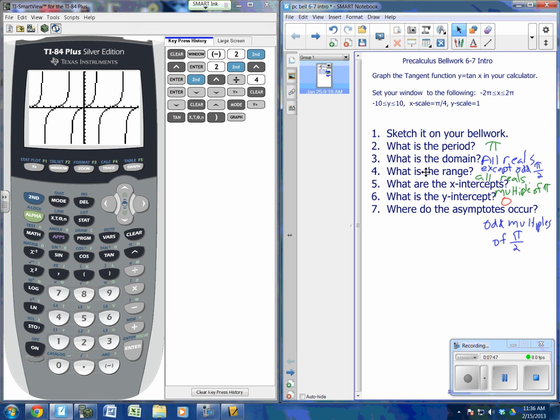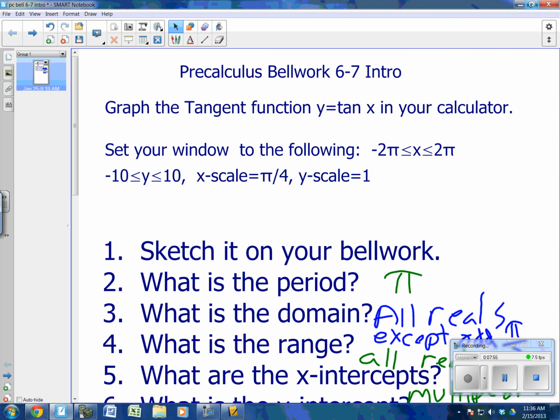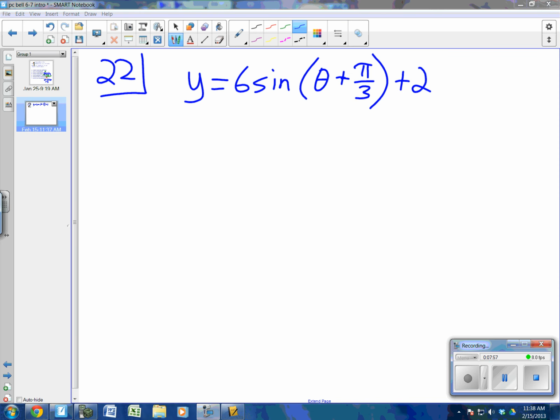Now, next thing we're going to do is correct assignment 6-5. If you'll get that out right now. In a review of lesson 6-5, just one problem right here. Y equals 6 sine of theta plus pi thirds plus 2. We're supposed to state the amplitude, the period, the phase shift, and the vertical shift for each function, then graph the function. Okay, so amplitude is easy, right? What is the amplitude, you guys?